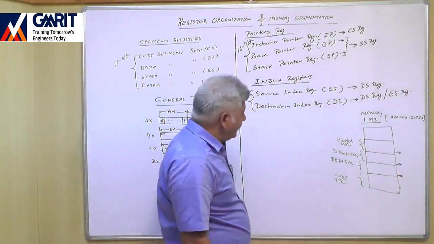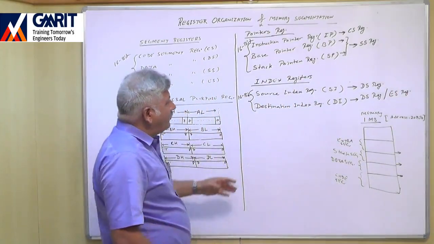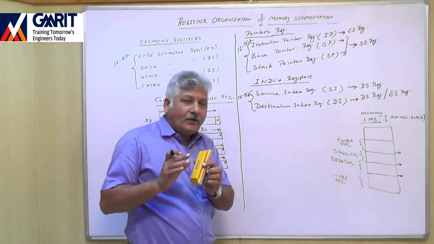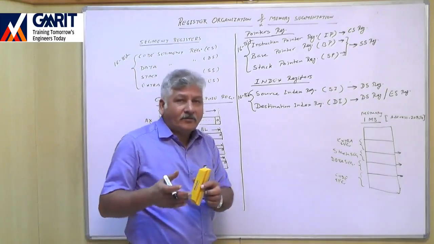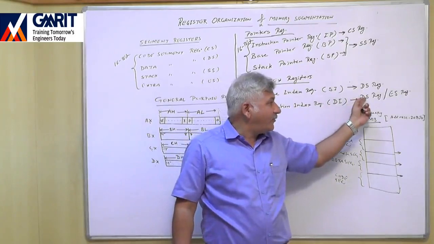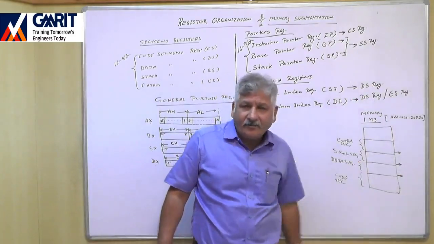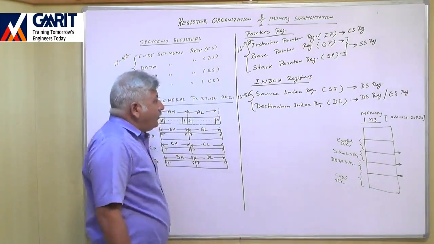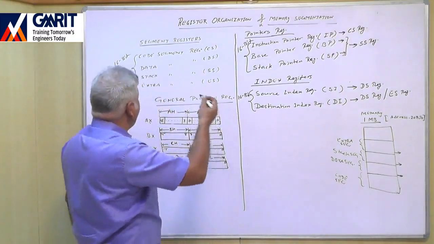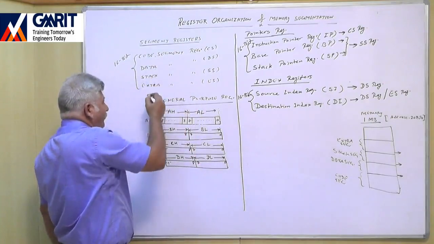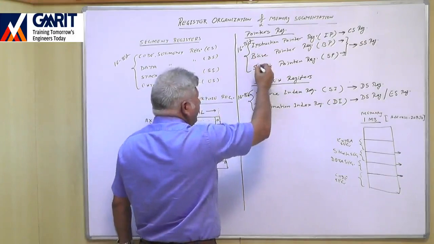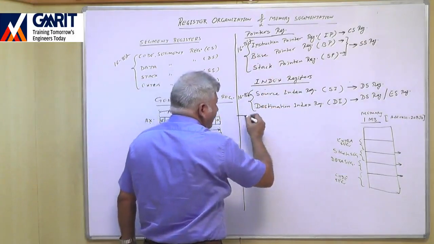We will see about all these registers when we discuss the addressing modes. Then you will come to know whether DI is associated with the data segment or extra segment, which particular segment, and what the various things are. So in this way, how many registers are there? 1, 2, 3, 4, 5, 6, 7, 8, 9, 10, 11, 12, 13.